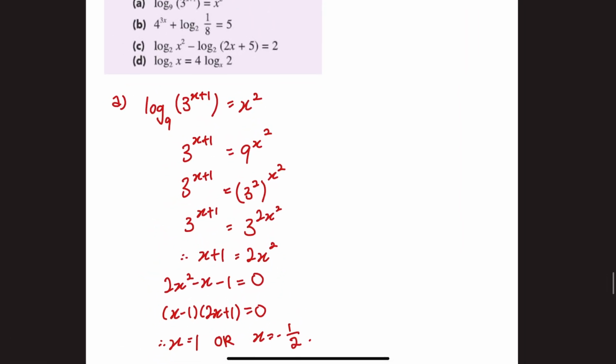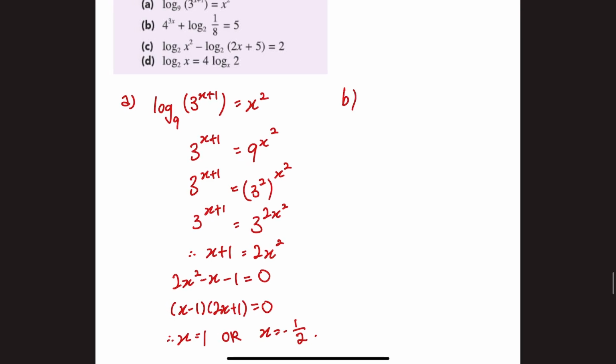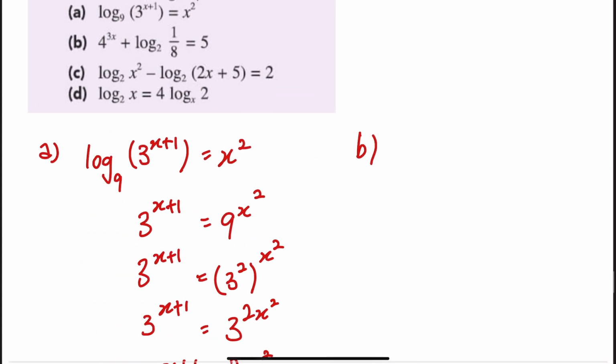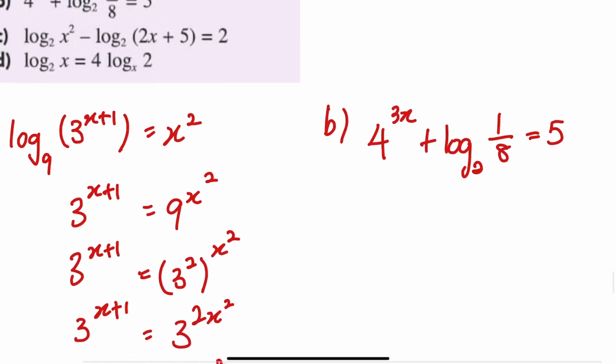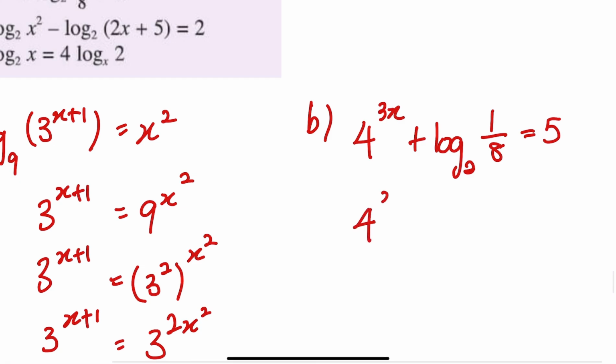Okay, so let's now look at part B. I'm going to write this here. Part B: I have 4 power 3x plus log base 2 of 1 over 8 equals 5. Solve this without a calculator. So let's do this step by step. I have 4 power 3x here. Let's solve this log first. Log base 2, I have a 1 over 8 here. To make life easier, I turn 1 over 8 into a power of 2. I hope you can recognize 1 over 8 is simply 2 power negative 3.